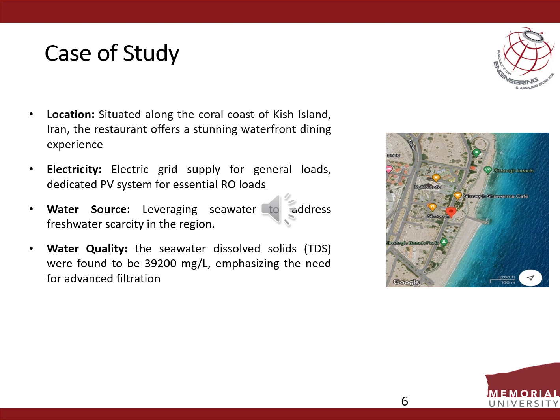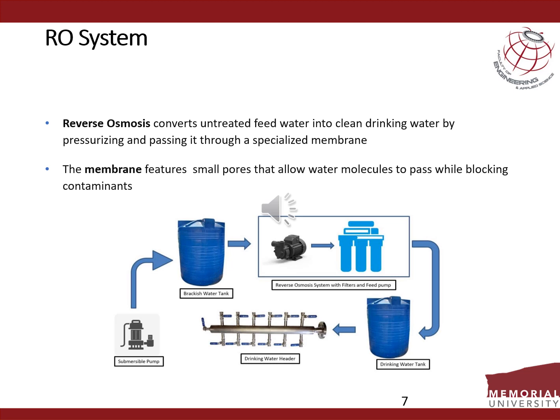So there is a need for good and advanced water filtration so that this water can be consumed. So, what is an RO system? An RO system is basically reverse osmosis that treats unfiltered and untreated water and converts it into clean water by passing it through a specialized membrane using a pressurizing pump. Each membrane has small holes through which water can pass, but the contaminants are blocked. In this way, this system works, and untreated water is converted into clean water.